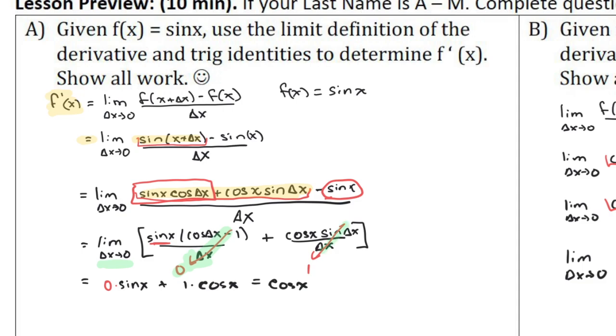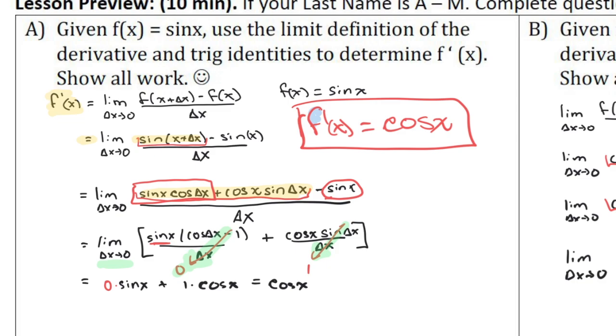Also, you have the sine of delta x over delta x, which goes to 1 as your delta x goes to 0, which leaves us with f prime of x equal to the cosine of x. The derivative of the sine is equal to the cosine. This is the second takeaway for question A.